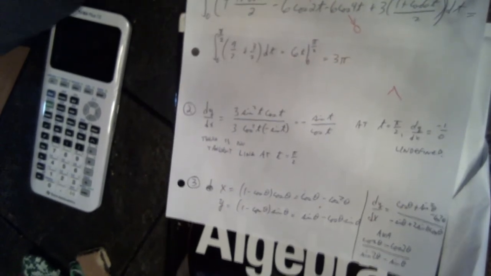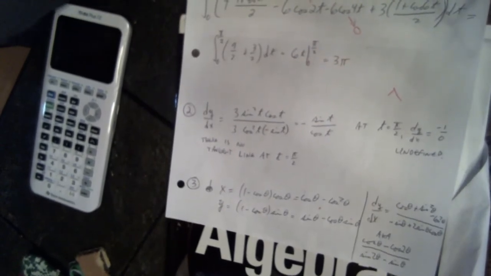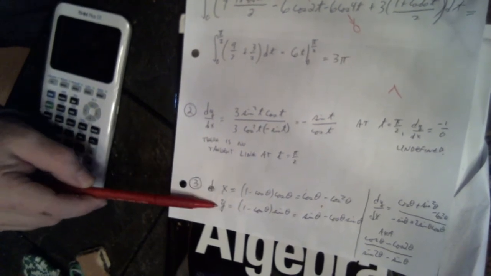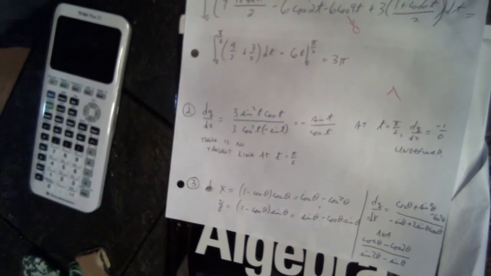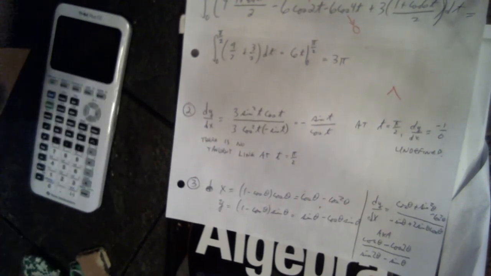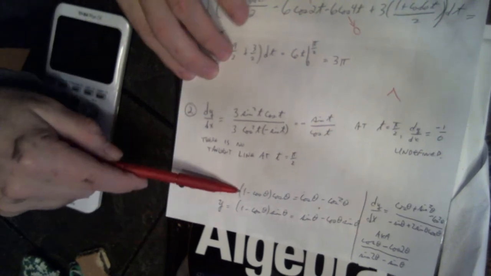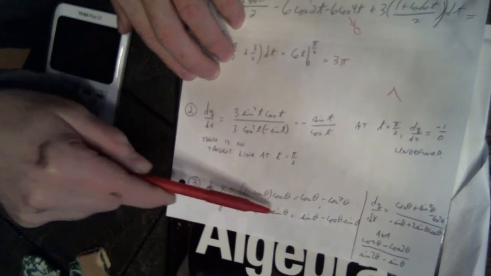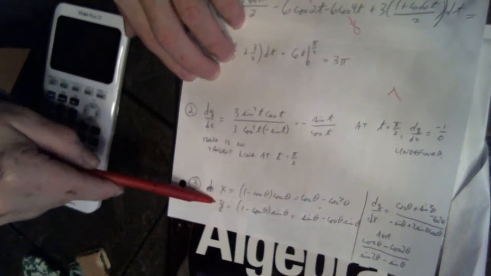Number 3 was the derivative of the cardioid. So you have to multiply the x-coordinate function by cosine theta, the y-coordinate function by sine theta. I'm sorry, you have to multiply r of theta, the radius function, times cosine. So r is 1 minus cosine theta, times cosine theta gives me x. 1 minus cosine theta times sine theta gives me y.